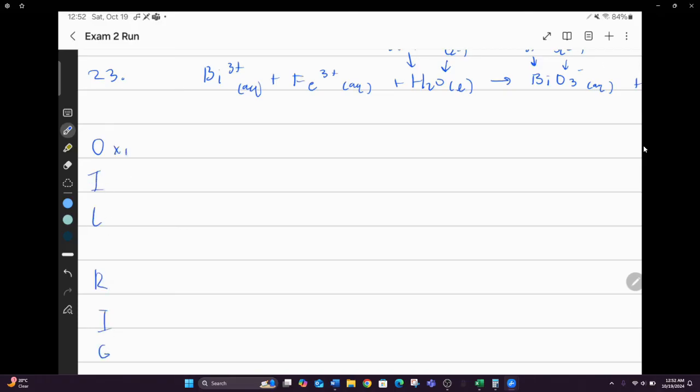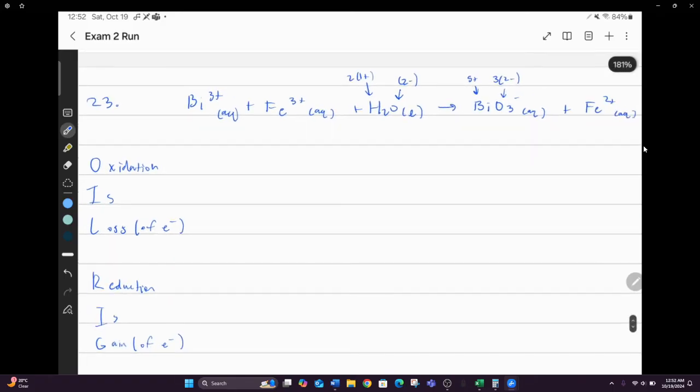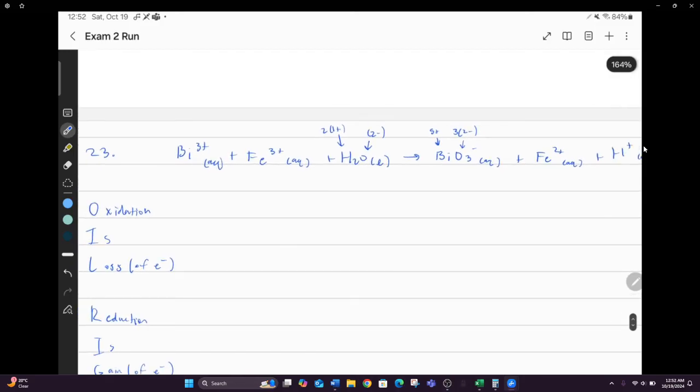Oxidation is loss of electrons, and reduction is gain of electrons. So basically, if something lost electrons and became more positive, it got oxidized. If it gained electrons, it was reduced. If it becomes more negative, it got reduced.